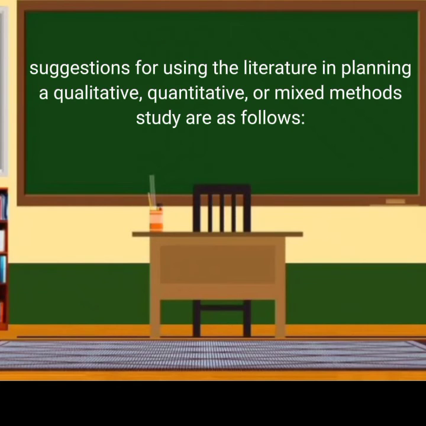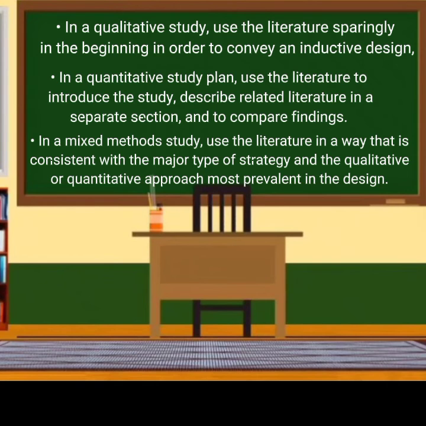Suggestions for using the literature in planning a qualitative, quantitative, or mixed method study are as follows. In a qualitative study, use the literature sparingly in the beginning in order to convey an inductive design. In a quantitative study plan, use the literature to introduce the study, describe related literature in a separate section, and compare findings. In a mixed method study, use the literature in a way that is consistent with the major type of strategy, and the qualitative or quantitative approach most prevalent in the design.